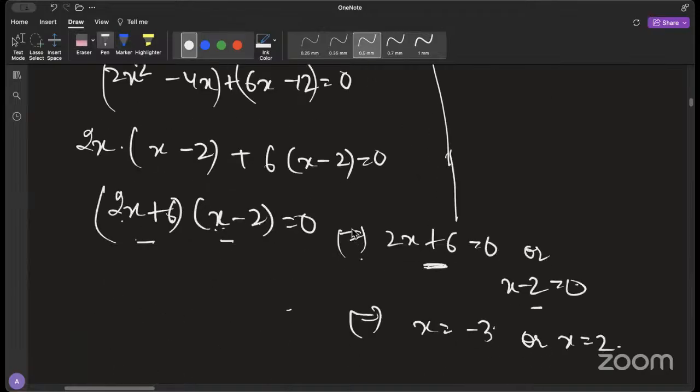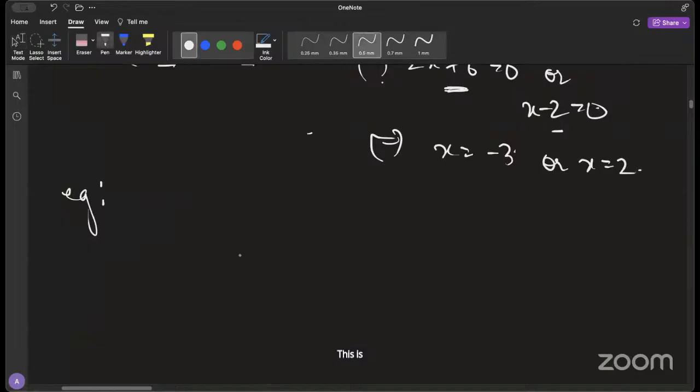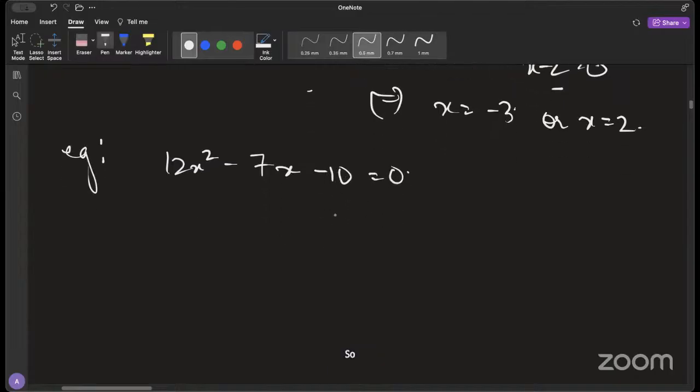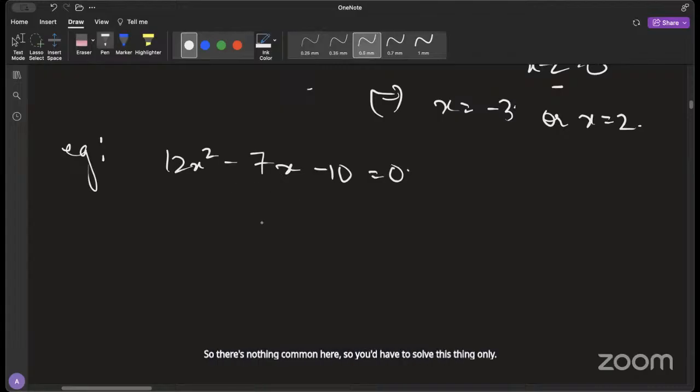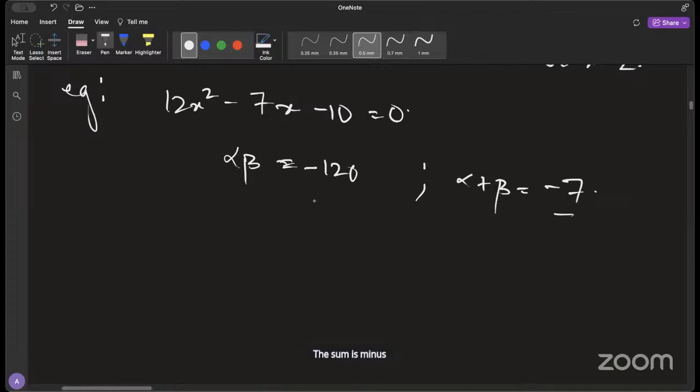let's do another example on this. This one we just quickly go through. This is, let's say, 12x squared minus 7x minus 10. Now there's nothing common here, so you'll have to solve this thing only. So we need 2 numbers, alpha and beta, such that the product of alpha beta is minus 120 and the sum is minus 7.